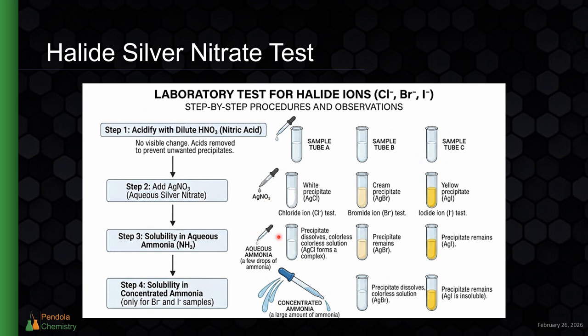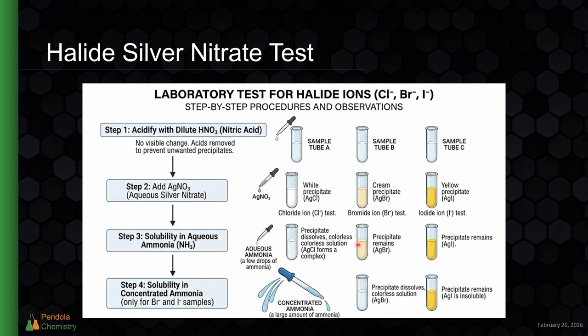Well, we will first do an aqueous ammonia test, a dilute aqueous ammonia test, meaning we will add a few drops of ammonia into our test tubes. The chloride sample, the one with silver chloride, would dissolve. It would turn into a colorless solution because silver chloride would form a complex, which we'll study in A-level chemistry. And it will dissolve in that few drops of dilute ammonia.